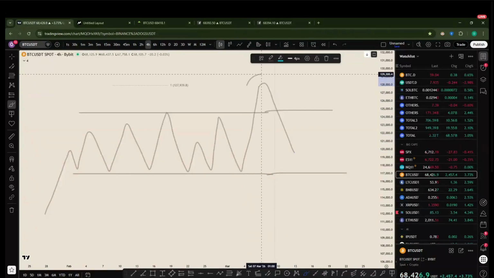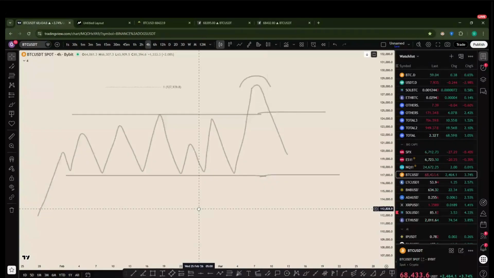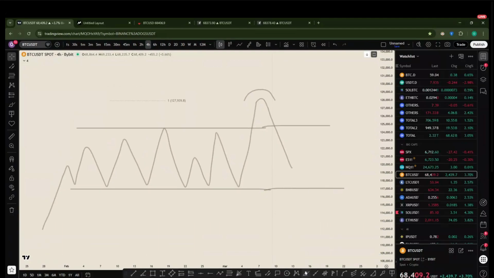So this is called a failed auction in auction market theory. This is also called manipulation if you trade ICT, and it is also called deviation in price action. All of these terms are similar. They are just fancy words to have you confused, but they are similar words. This is called a manipulation. This is called deviation or failed auction, whatever you want to say.